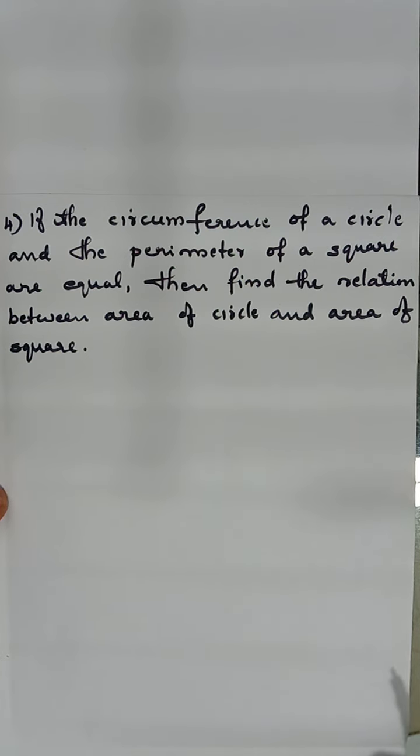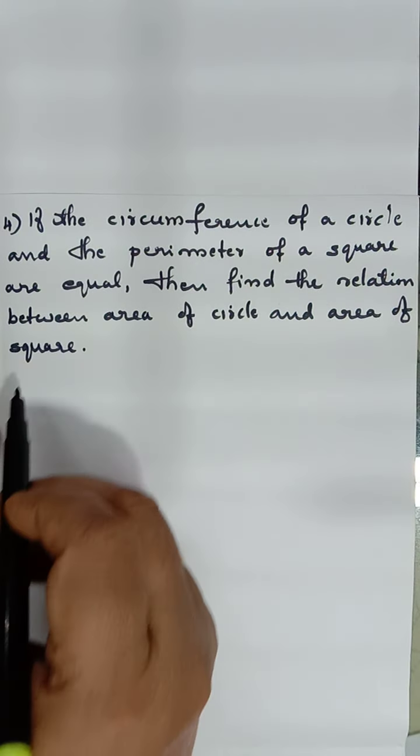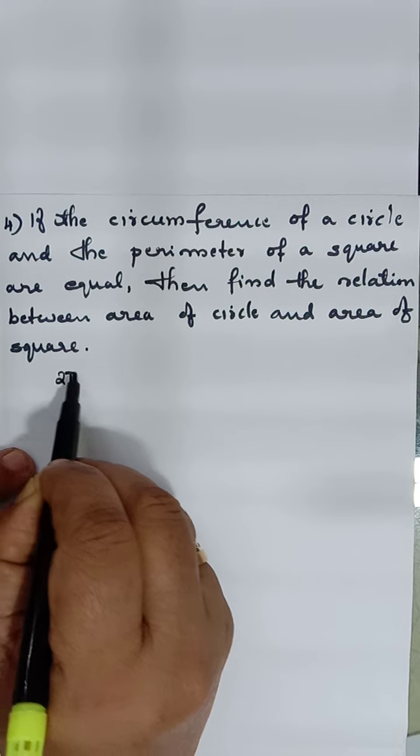Fourth question: if the circumference of the circle and perimeter of a square are equal, find the relation between area of circle and area of the square. All these are 1 mark questions. We know what is the circumference of a circle. It is 2 pi r.